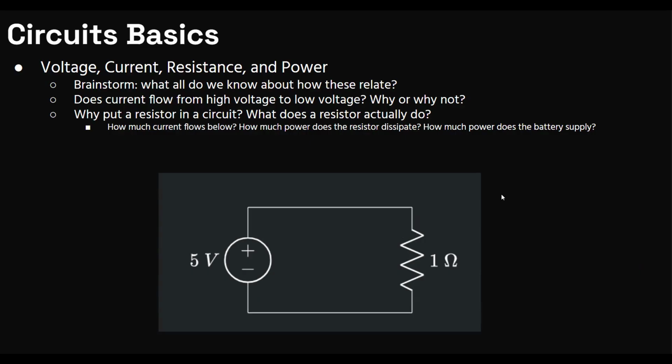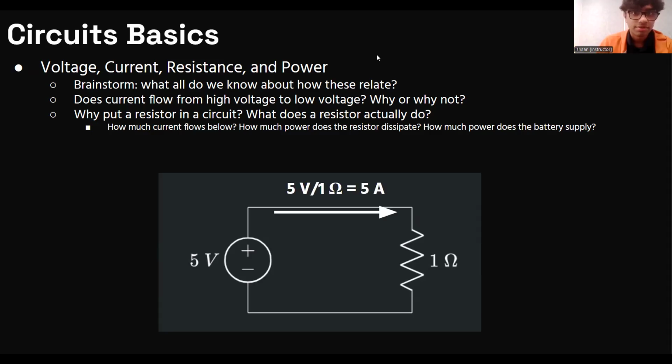Now, how much power does the resistor dissipate? So how much power is the resistor getting rid of? Omar? 25 watts. Yeah, and how do you know that? Since P is equal to voltage squared over R, 5 squared is just 25 over 1. Yeah.